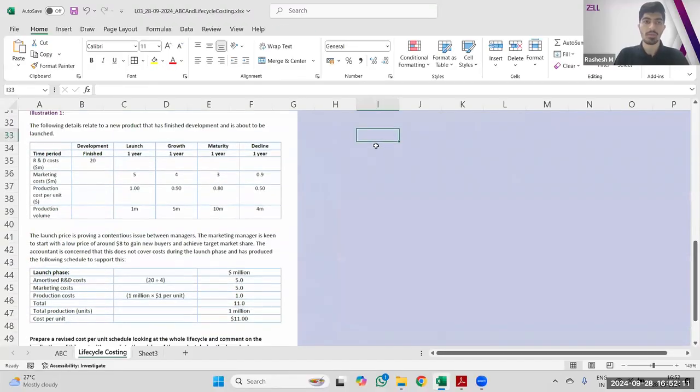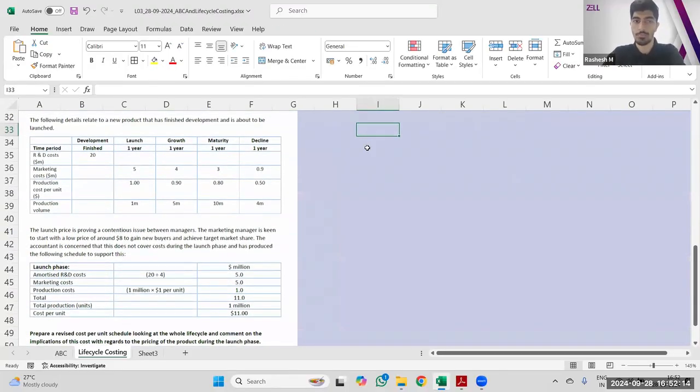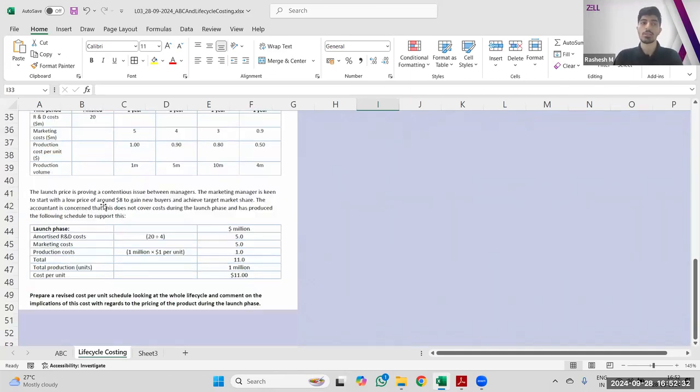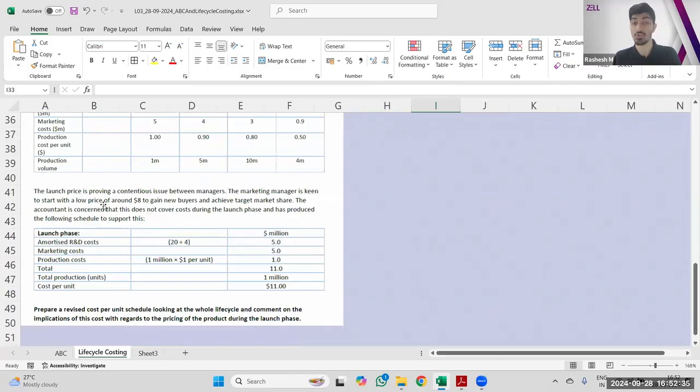So in this question, they've given us a lot of details about a particular product. Let's go through that. So they've given us the full life cycle. Development has been finished and the life cycle of 4 years is given to us, where they've given us R&D costs, marketing costs, production costs, and the production volume. They've said the launch price is proving to be a contentious issue. The marketing manager is keen to start with a low price of $8 to gain new buyers and achieve market share. However, the accountant does not support this because he thinks that it won't cover the costs.